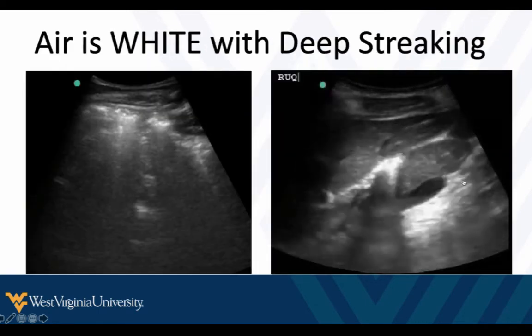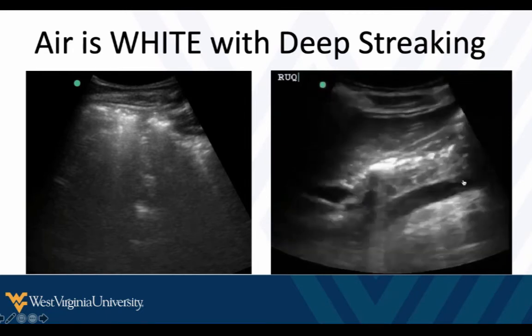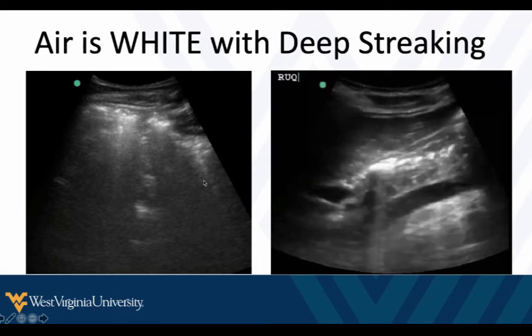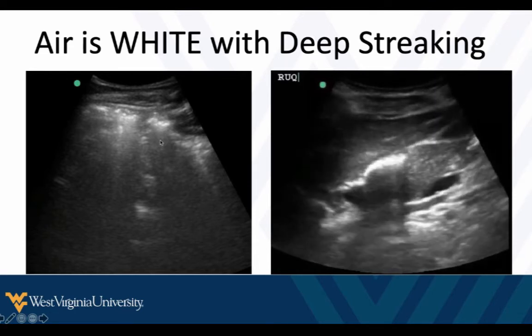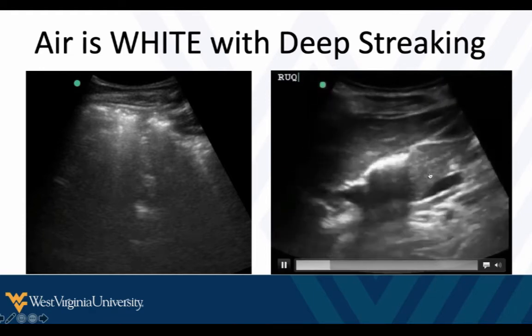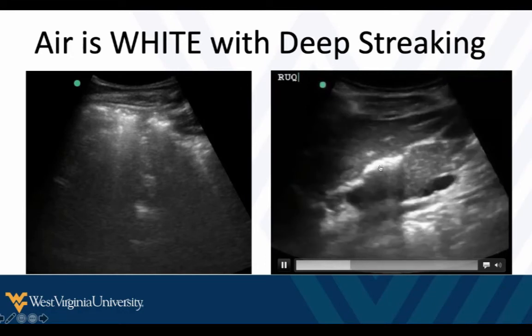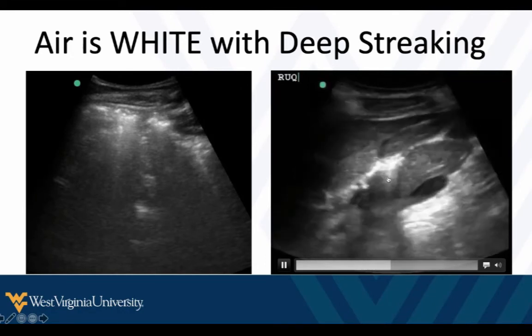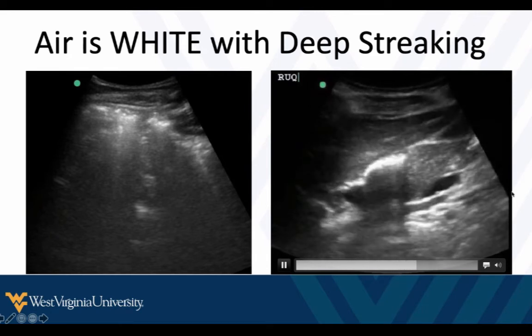Air also looks white. So it's not always density that determines whether it's white or not. We don't need to get into the physics about that now, but air is white, and it causes streaking and not really shadowing, sometimes called dirty shadows. Here, this is bowel gas or some other air that's streaking out everything. Or in this example, we're trying to find the gallbladder, but we've got some bowel gas here. You can see those streaks coming off. That's the streaking or dirty shadows of air. So that's what air looks like.